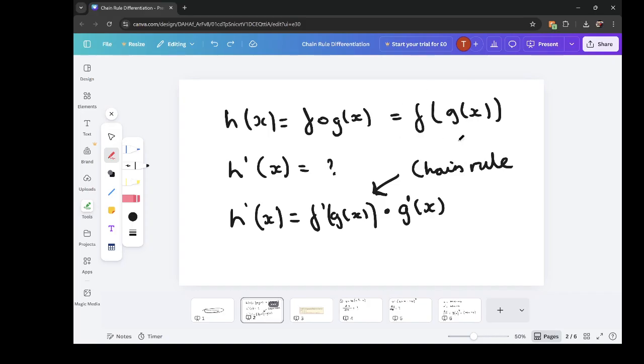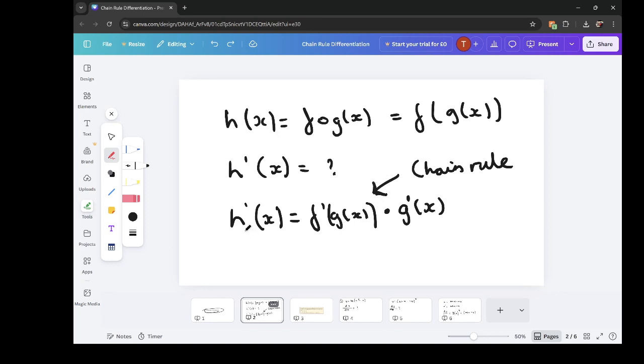So we have this f of g of x. How do you define h of x? Because h of x is f of g of x. So how do you differentiate this? Because this is no longer one singular variable. It's two. So how would you differentiate this? Well, that's where the chain rule comes in.